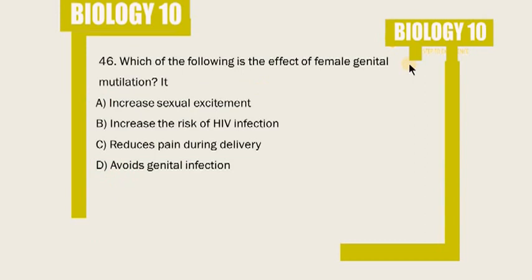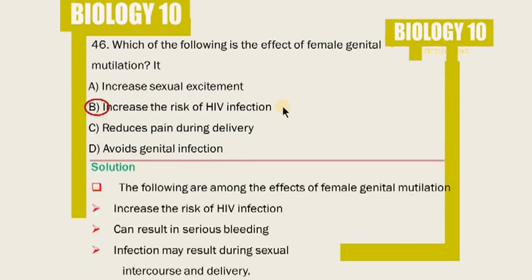Question 46. Which of the following is the effect of female genital mutilation? A. It increases sexual excitement. B. It increases the risk of HIV. C. It reduces pain during delivery of a baby. Or D. It avoids genital infection. The answer is B. It increases the risk of HIV infection. It can also result in serious bleeding, and infections may be a regular occurrence.